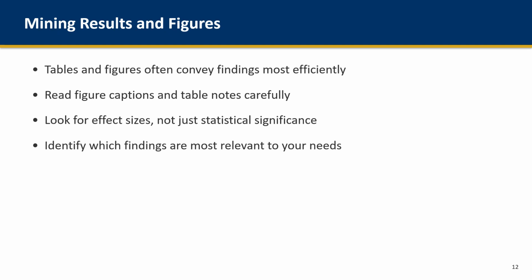Identify which findings are most relevant to your needs. A paper might report 20 findings, but only 2 relate to your work. Learn to scan results for what you specifically need rather than processing everything equally. Results sections can be tedious to read comprehensively. Strategic scanning for relevant findings is usually more efficient.